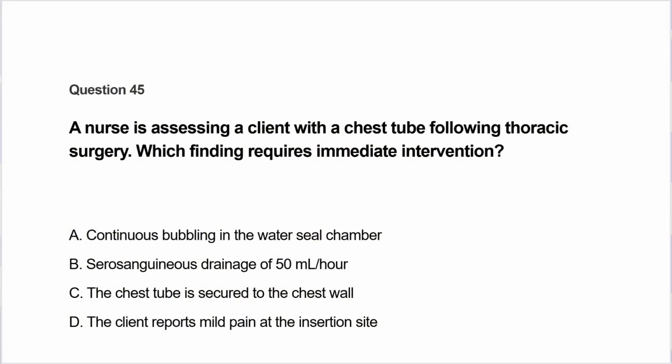45. A nurse is assessing a client with a chest tube following thoracic surgery. Which finding requires immediate intervention? A. Continuous bubbling in the water seal chamber. B. Serosanguineous drainage of 50 milliliters per hour. C. The chest tube is secured to the chest wall. D. The client reports mild pain at the insertion site.